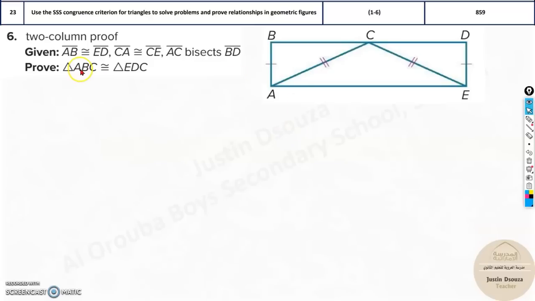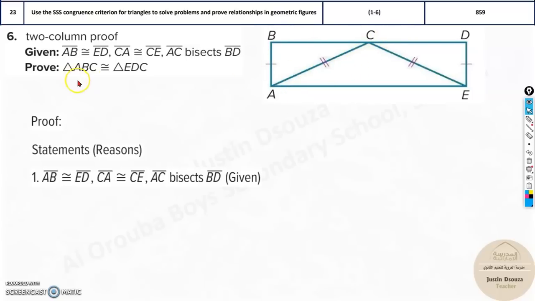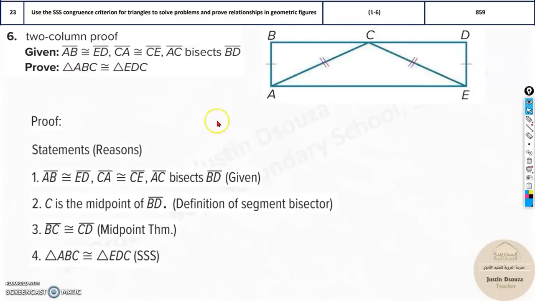Similarly, over here as well, they have given all this stuff. See, everything is given. The only thing is they're telling you AC is bisecting the line BD. Remember, when you bisect a line, the line is cut into half. So we know BC and CD are equal. So BA, this one side, and the top side all are equal. So we can write the SSS postulate. So it's very straightforward problems.